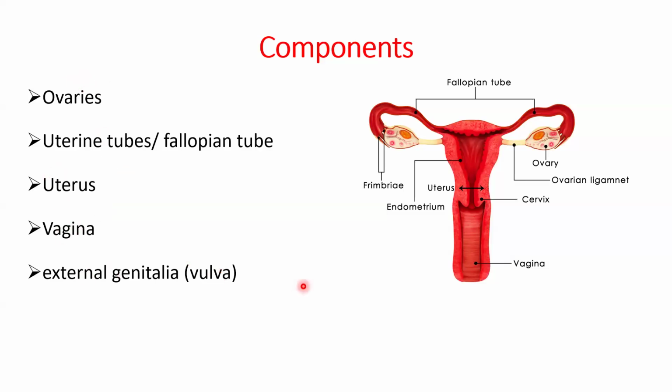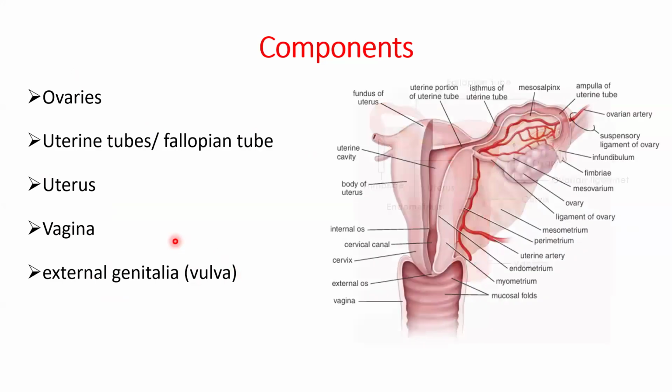Then the external genitalia, which is majorly known as the vulva, will contain the mons pubis, the labia majora, and the labia minora. All those structures will be external genitalia in females. And this image shows us a better representation of the same.